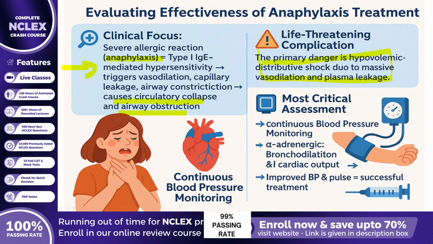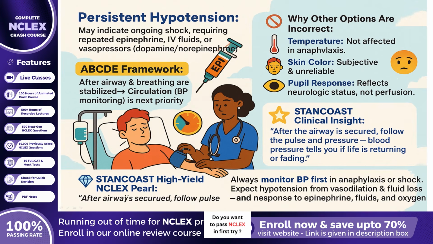When epinephrine, the drug of choice, is administered, it stimulates alpha-adrenergic receptors to produce vasoconstriction and elevate blood pressure, while its beta-adrenergic effects promote bronchodilation and enhance cardiac output. A noticeable improvement in blood pressure and peripheral pulse after epinephrine use signals that perfusion is improving and treatment is succeeding. However, if hypotension persists, it may indicate ongoing anaphylactic shock, requiring further epinephrine doses, intravenous fluid resuscitation, or vasopressor support such as dopamine or norepinephrine.